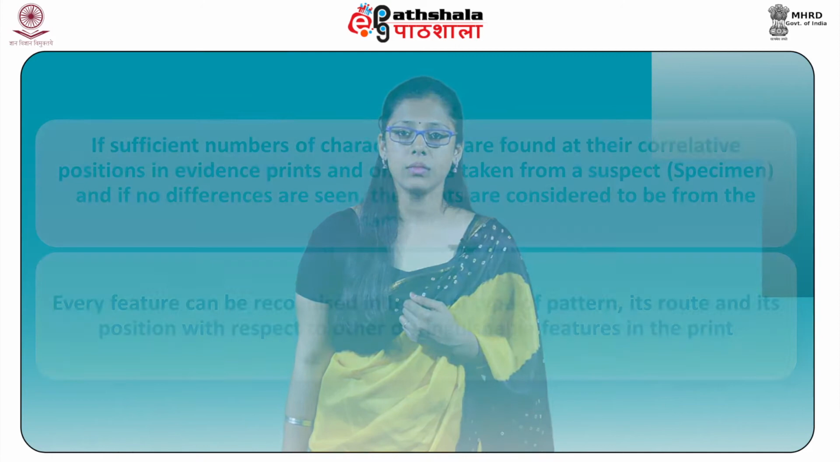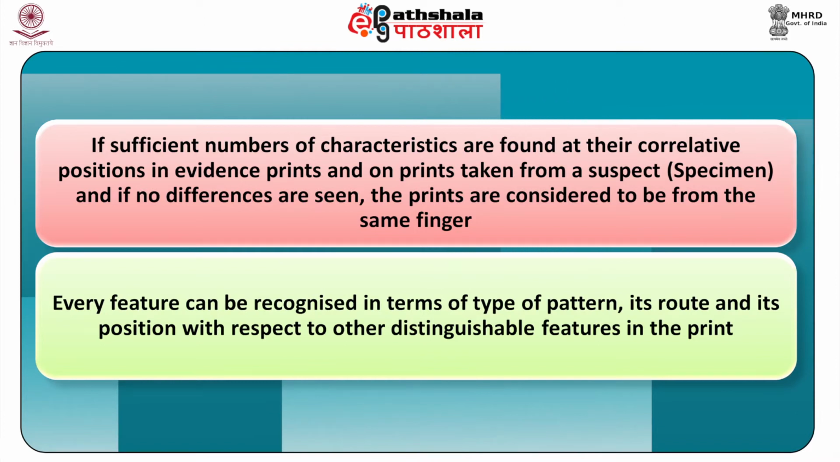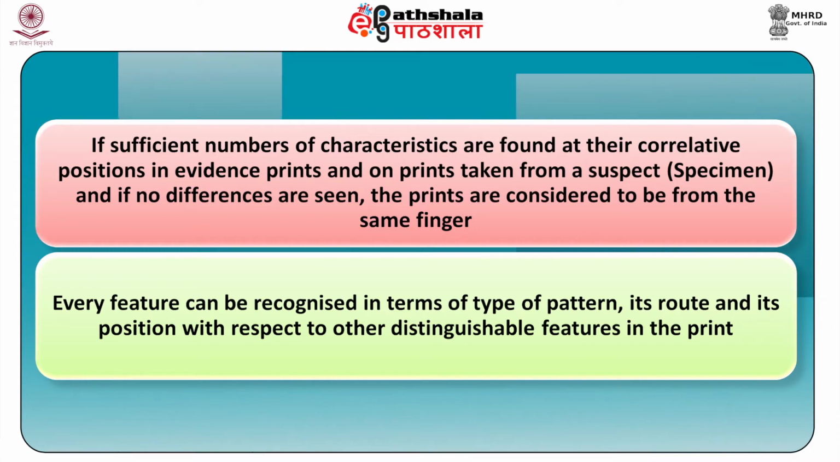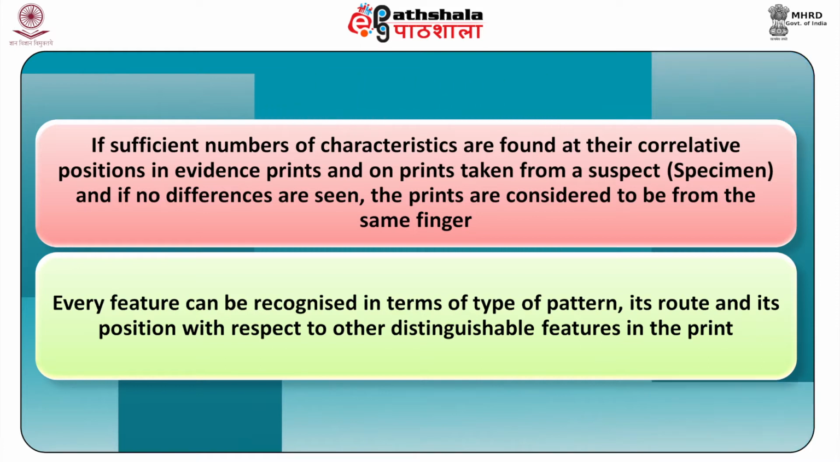Thus, identification must be based on more detailed examination of ridge characteristics which are independent of the pattern. This comprises the second level of detail. Some of the features that are studied are ridge ending, bifurcation, dots and closures, islands, bridges, lakes, crossings, etc. If a sufficient number of these characteristics are found at their correlative positions in the evidence prints and on prints taken from the suspect, that is the specimen, and if no differences are seen, the prints are considered to be from the same finger.